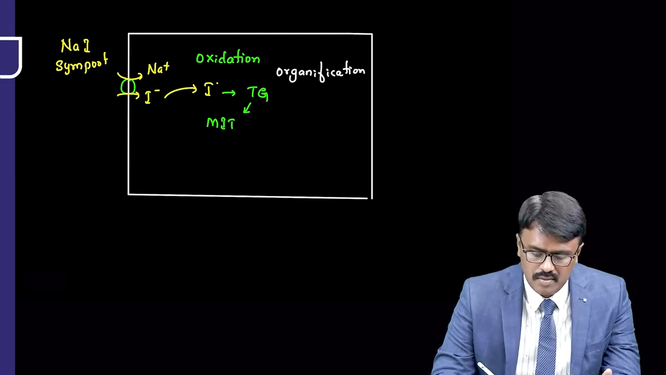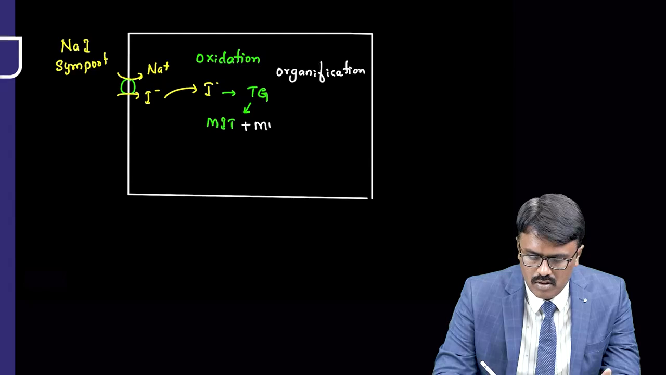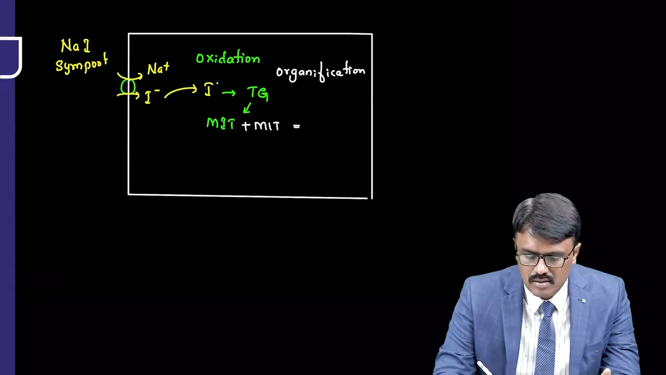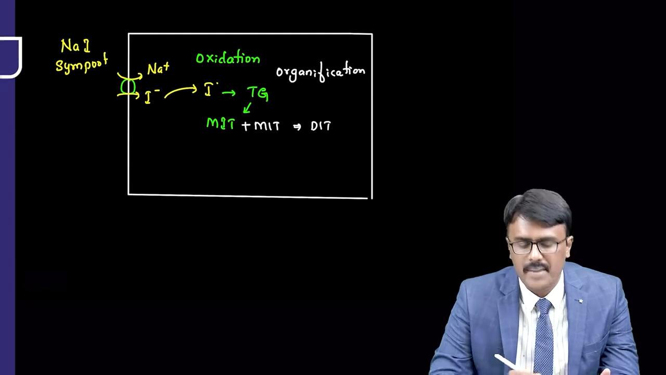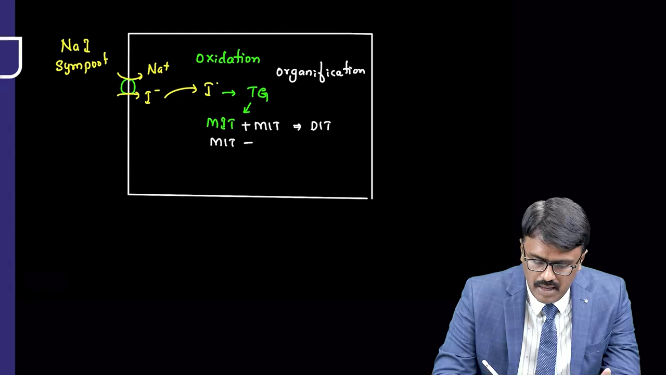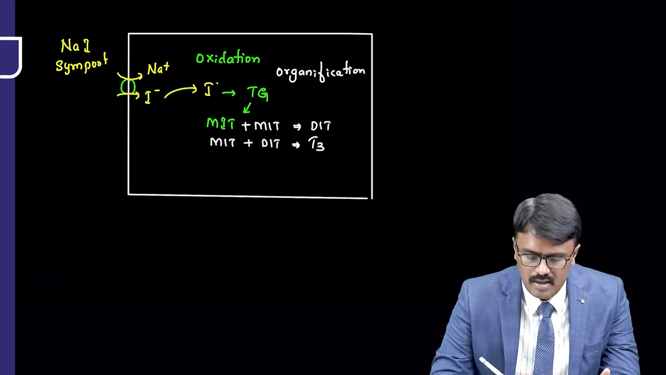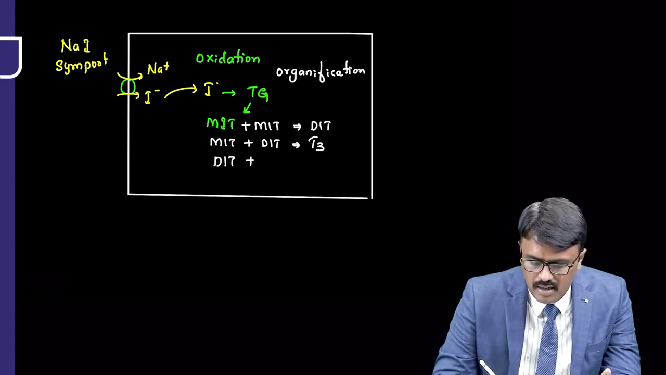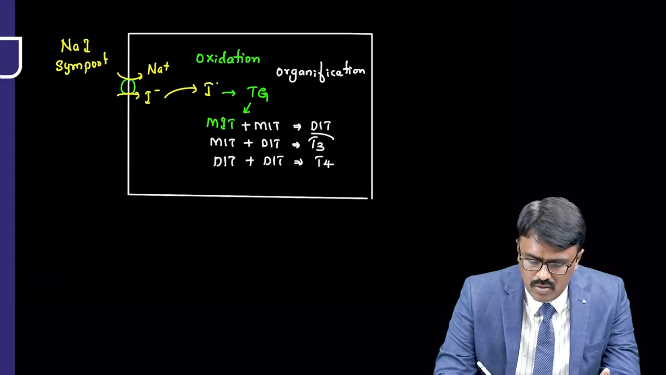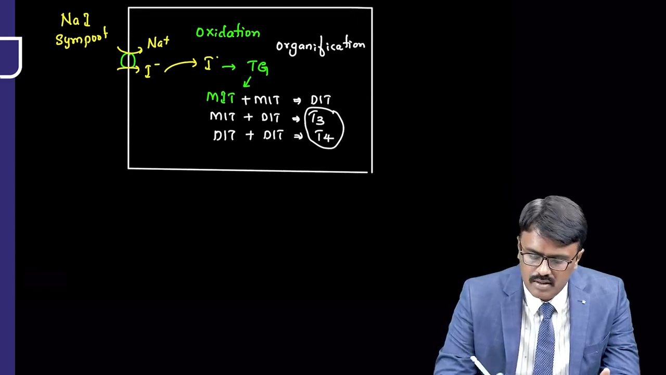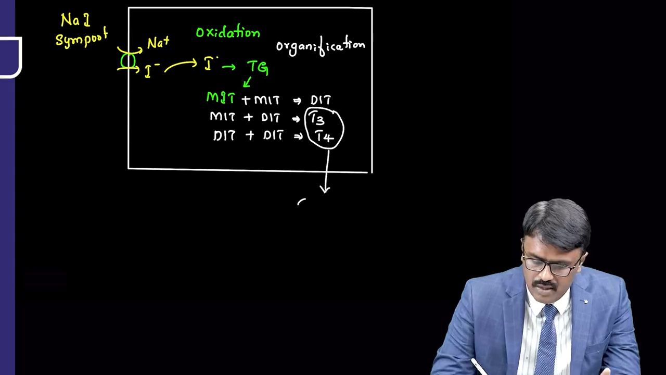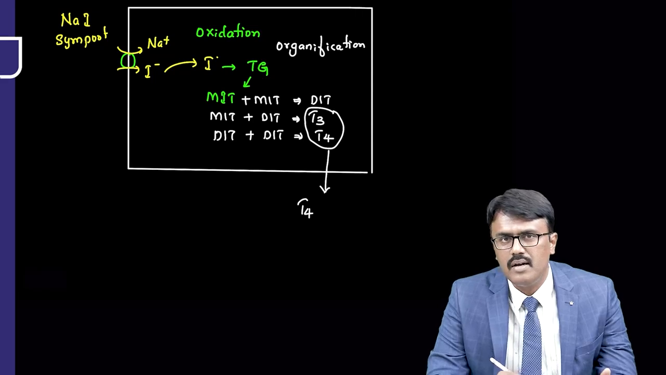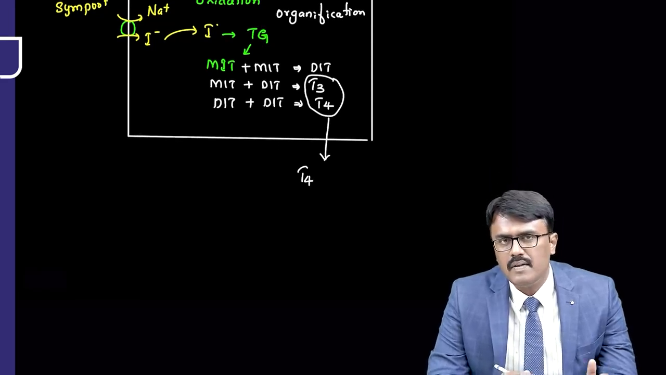Once that is done, monoiodotyrosine combines with one more monoiodotyrosine to get diiodotyrosine. Now MIT will marry DIT and you get the hormone T3, and DIT will marry DIT and you get T4. They are stored in the thyroid follicle, and whenever the impulse comes, T4 and T3 are released. But you know that the abundant one is T4. The abundant one in circulation is T4 and the minute one is T3.